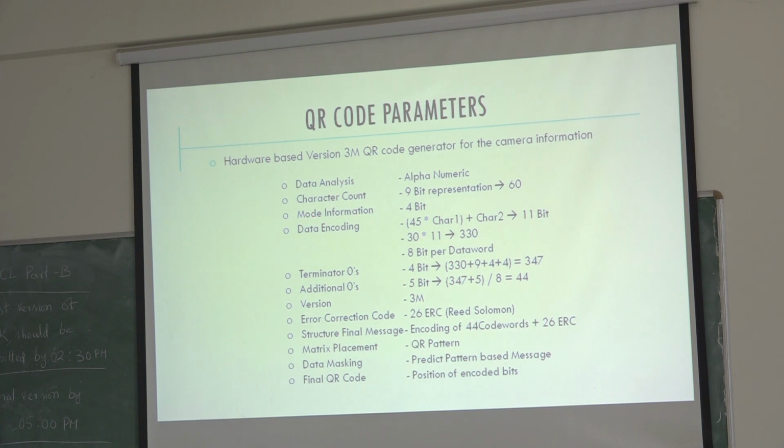Then mode information. I said there are 4 modes, and along with that, some other modes were also mentioned, total 9 modes. So a minimum of 4 bits is required. This 4-bit information is required to represent which kind of mode I am going to use. And then data encoding. For each mode, the data encoding is different. Here the explanation is only for the alphanumeric mode.